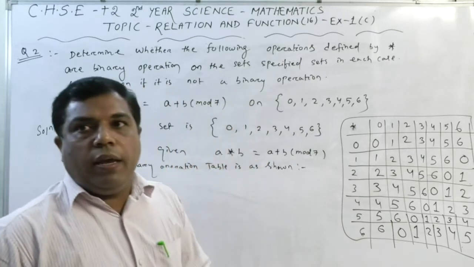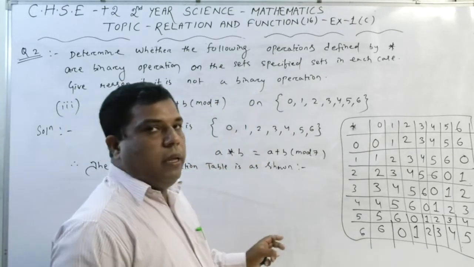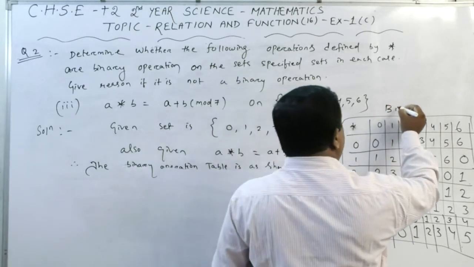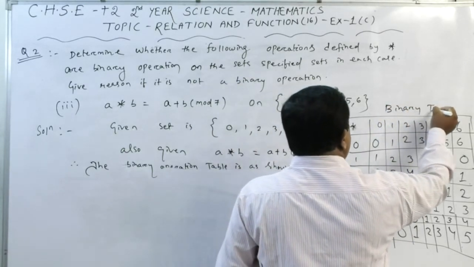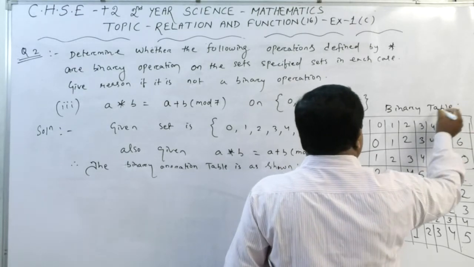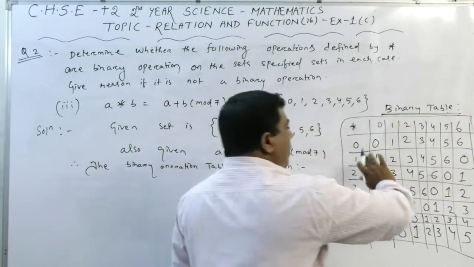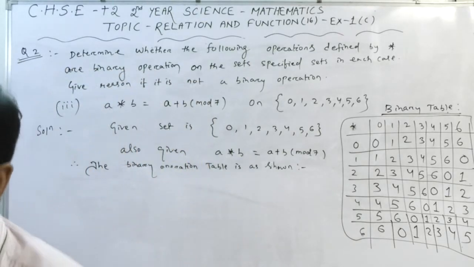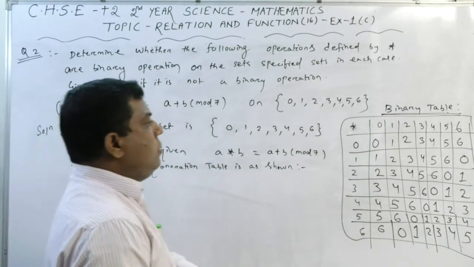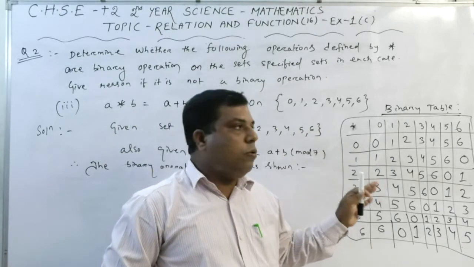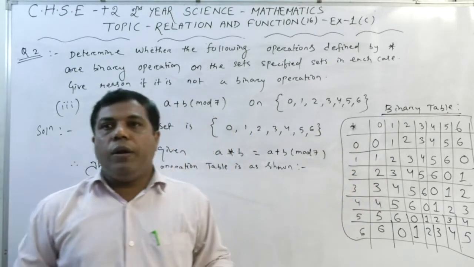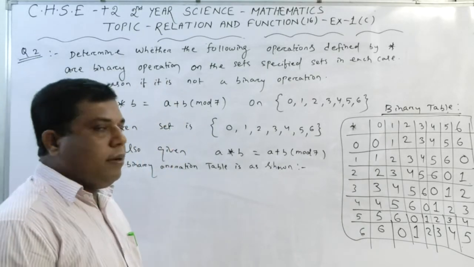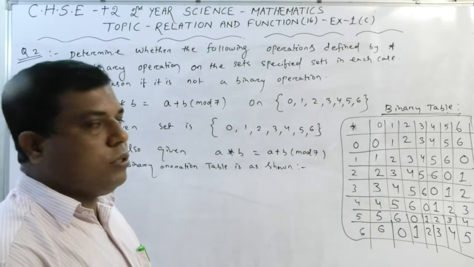So in this way, we are able to compute the binary table. This is called our binary table or operation table. Okay, we can say the binary table is the table where we are able to show all the possible results of a binary operation. Okay. So dear students, look carefully, and now we will go for our question 2 and question 3.